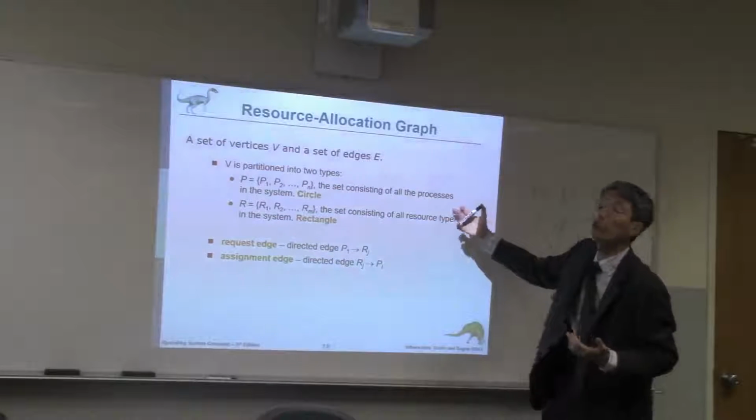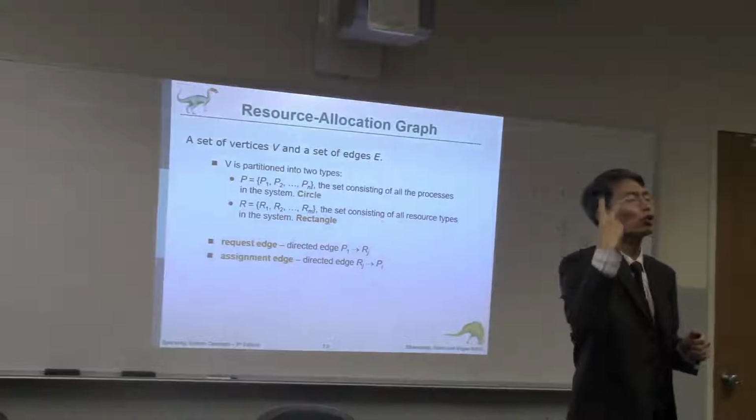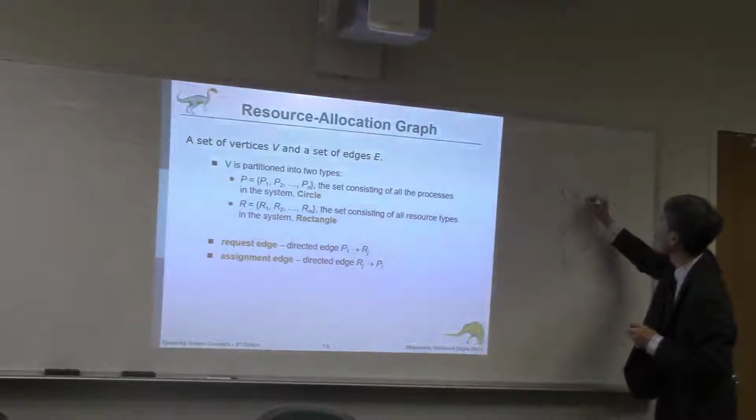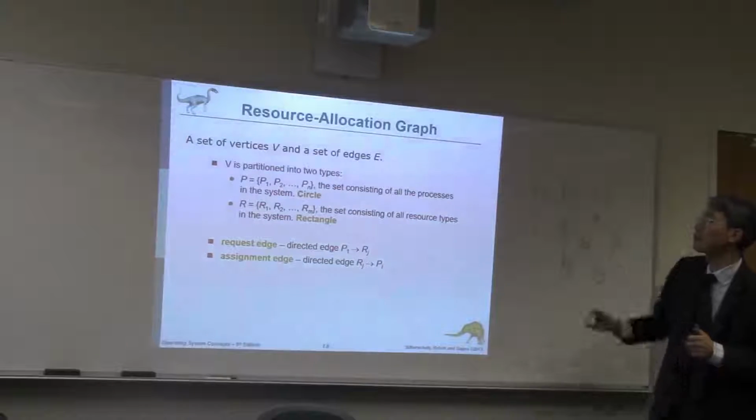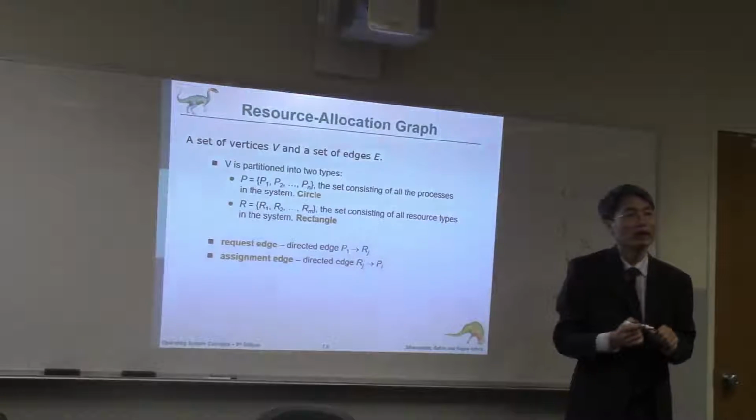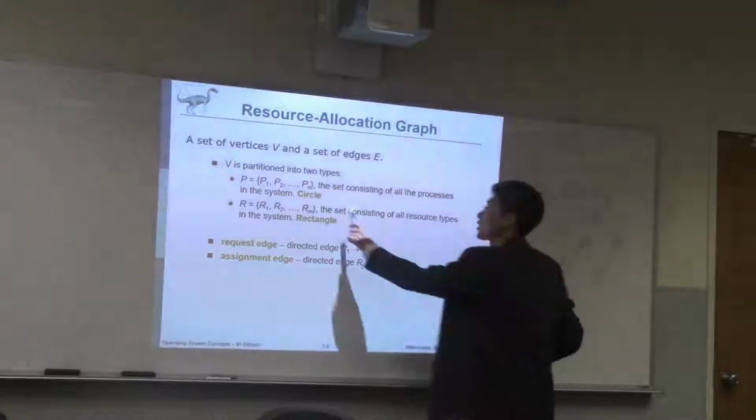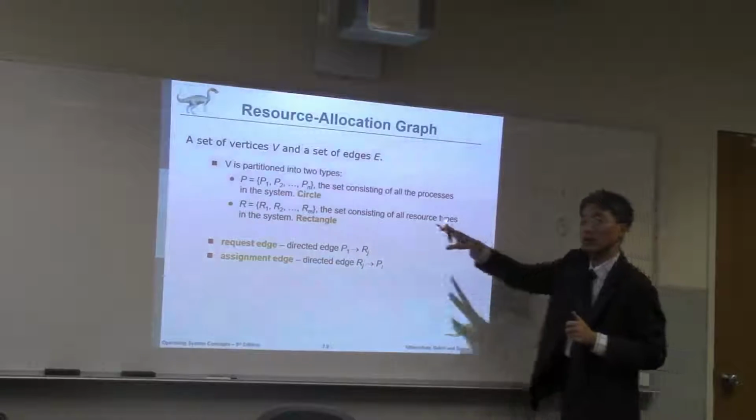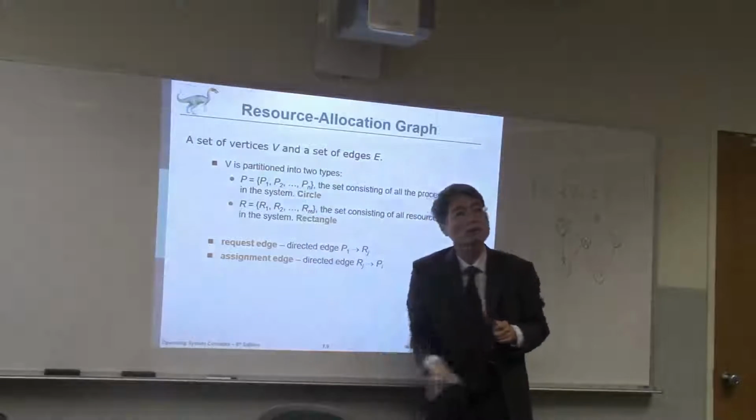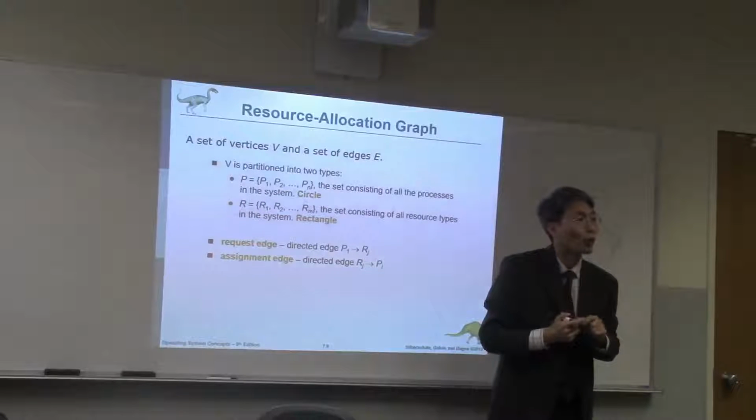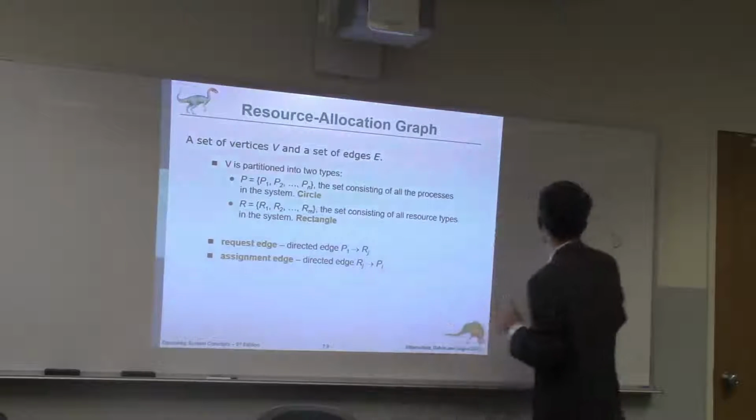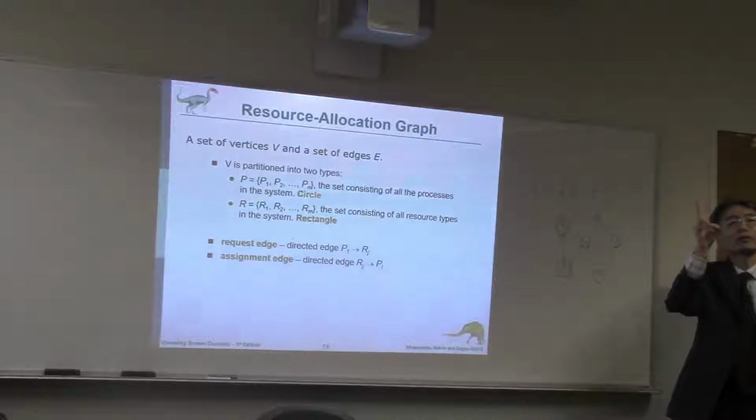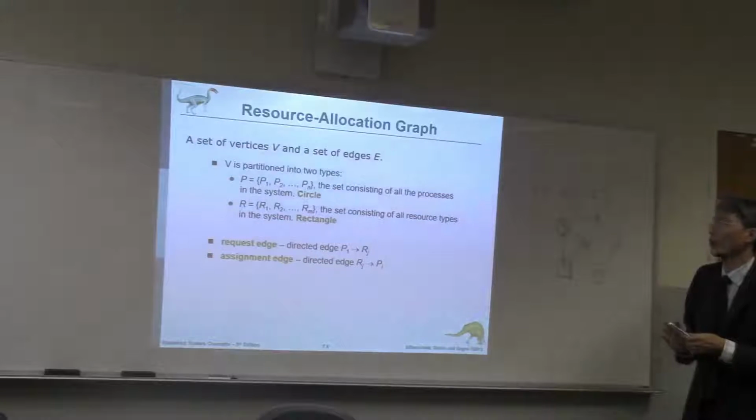Okay, so to do that, we are going to define two different types of node. One is the process node, that can be represented by a circle. And also, in addition to that, we have the resource node. The resource node, R node, is represented by a rectangle. There are two types of nodes in this resource allocation graph.